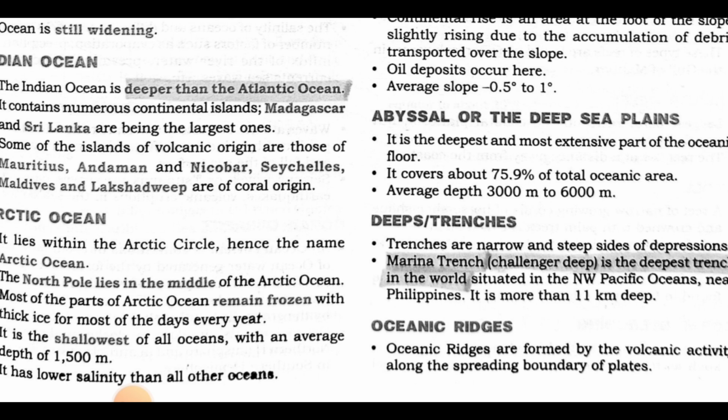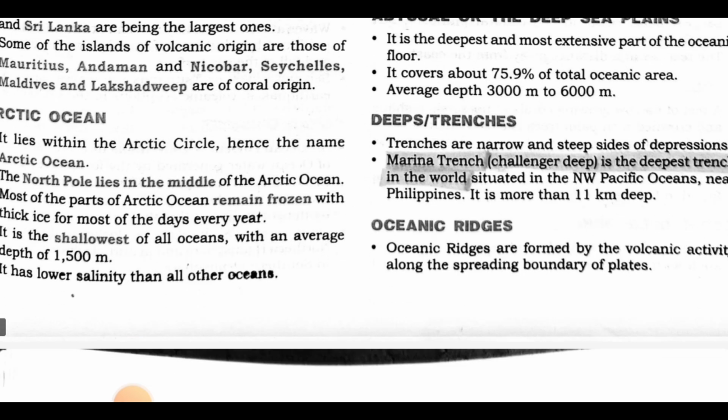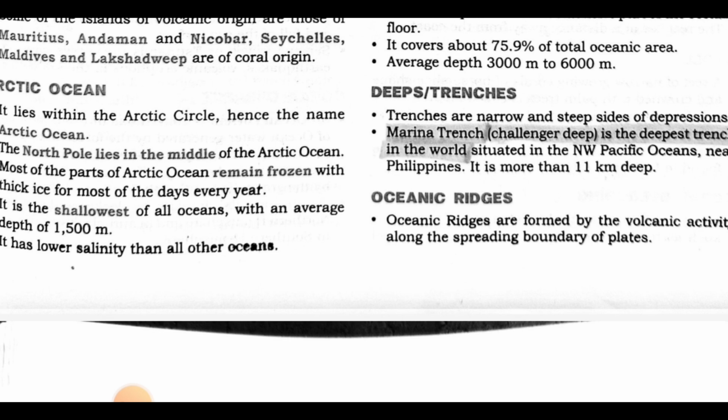Arctic Ocean. It lies within the Arctic Circle, hence the name Arctic Ocean. The North Pole lies in the middle of the Arctic Ocean. Most parts of the Arctic Ocean remain frozen with thick ice for most of the days every year. It is the shallowest of all oceans with an average depth of 1,500 meters. It has lower salinity than all other oceans.